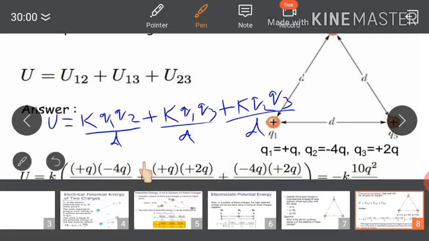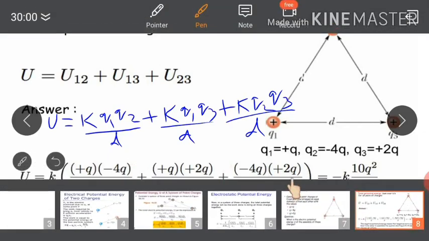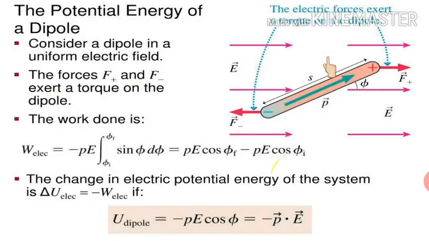Now this is Q1. Okay. Now simply what they have done, they have simply substituted the values. In this equation they have given us the value of Q1 is plus Q, value of Q2 is minus 4Q, and the value of Q3 is plus 2Q. So in place of Q1, Q2, Q3, their values are substituted, and when you solve it, finally you will have minus K 10Q square upon D. So this is the electrostatic potential energy for a system of 3 charges, and I hope this is clear.